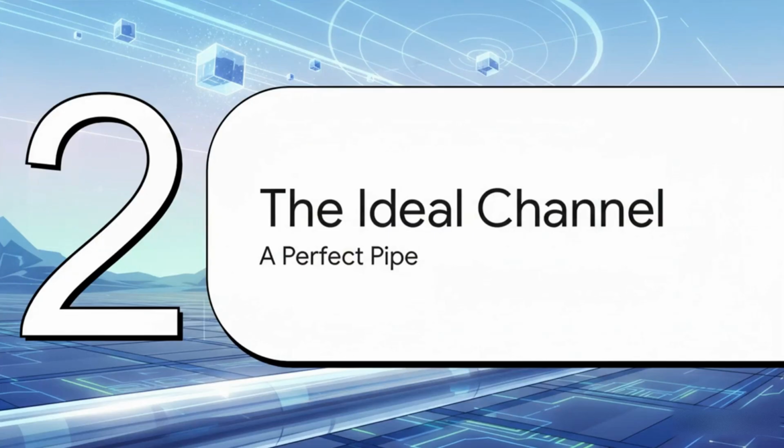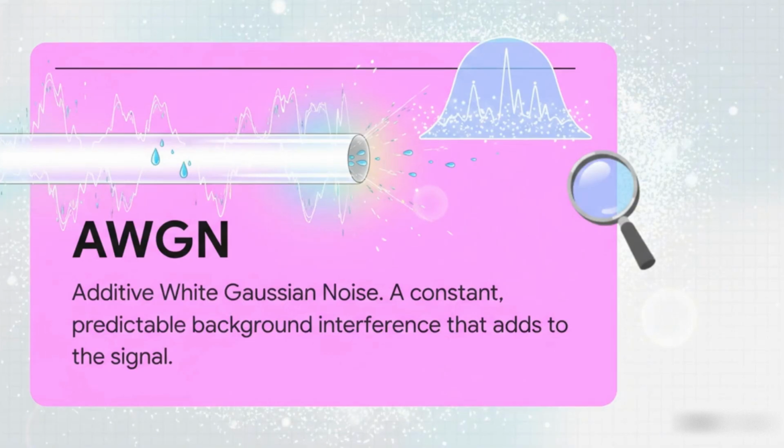All right, let's start simple. Let's imagine a perfect world, a theoretical paradise for communication. We're talking about the ideal channel. In our analogy, this is like a brand new, perfectly smooth, rigid pipe. Its diameter never changes, it's totally fixed, and we know exactly how big it is. It's the most straightforward case you could imagine. But even in this perfect world, there's one pesky little problem that we just can't get rid of. And that challenge has a fancy name. Additive white Gaussian noise. Let's just call it AWGN for short.